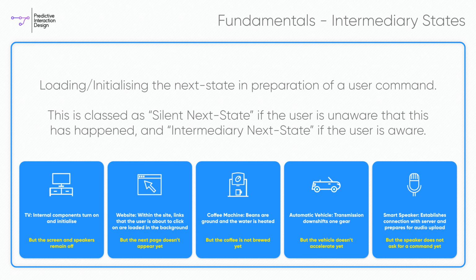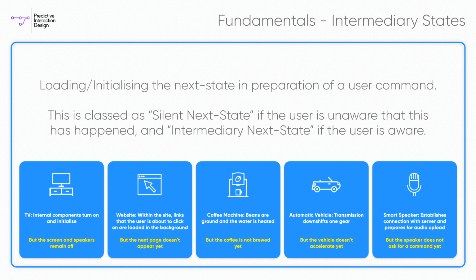In the next example, we've got a website. So within the website itself, links that we predict that the user is about to click on are loaded in the background, but the next page doesn't appear yet. So the user, if they don't click the link, has no idea that any change has happened in the system, and they would be none the wiser. Now this, again, is a silent next state. The user has absolutely no indication that anything in the system has changed.